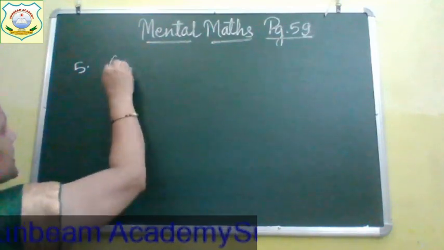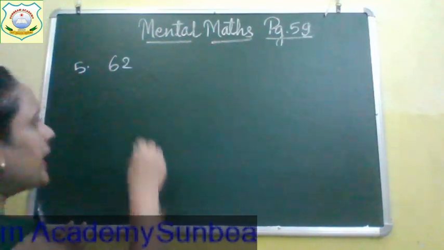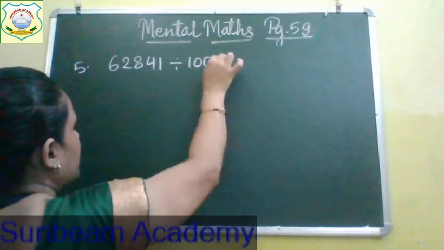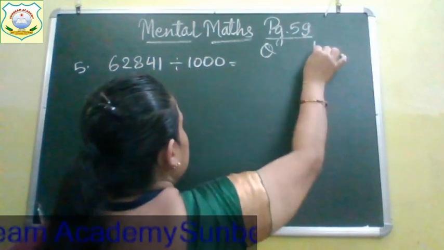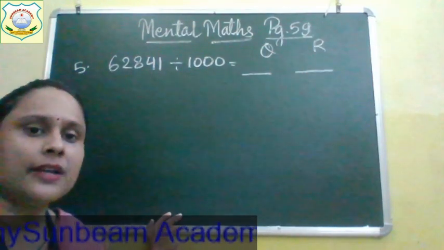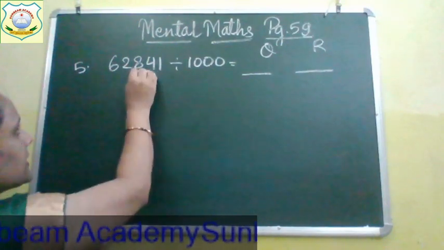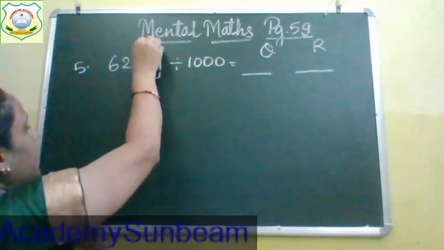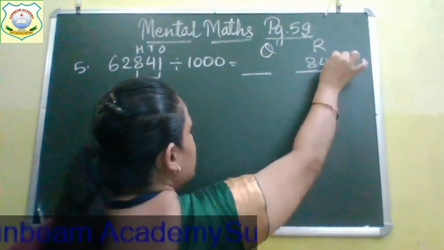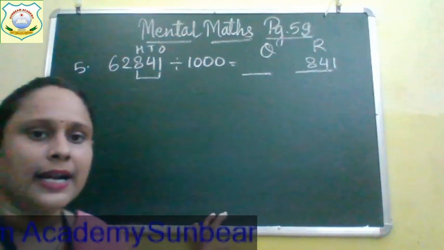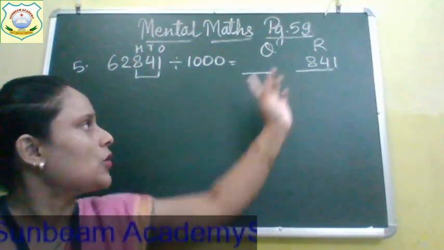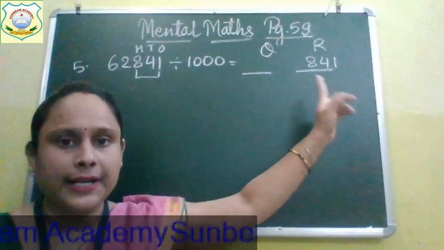62,841 divided by 1,000. Now, how much is the quotient and how much is the remainder? The number which is there in the hundreds, tens and ones place will come in the remainder. How much is the number? What is the number in the hundreds, tens and ones place? 841. So 841 will become the remainder.